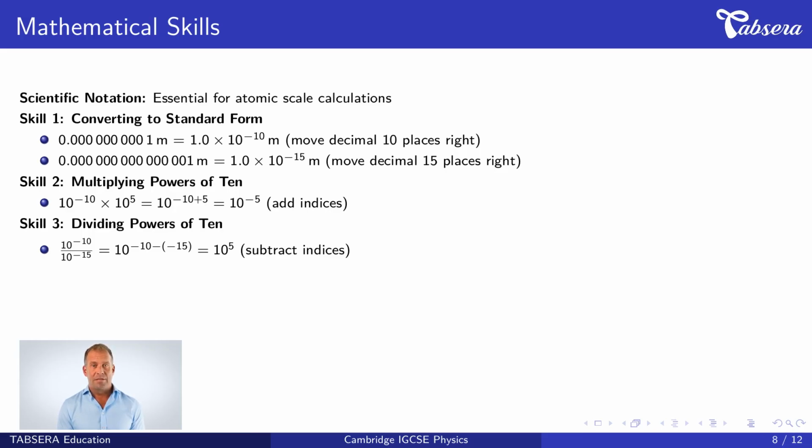Third, dividing powers of 10. When dividing, we subtract the indices. 10 to the power minus 10 divided by 10 to the power minus 15 equals 10 to the power minus 10 minus 15, which equals 10 to the power plus 5.